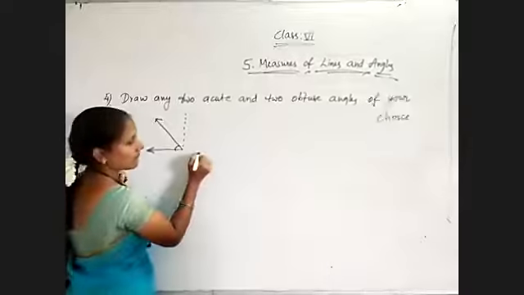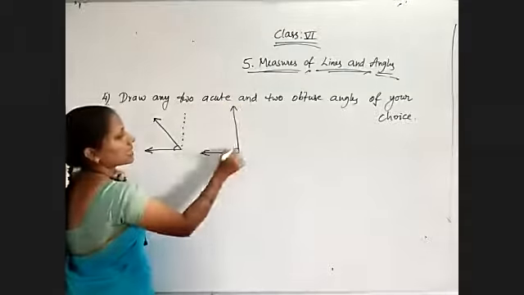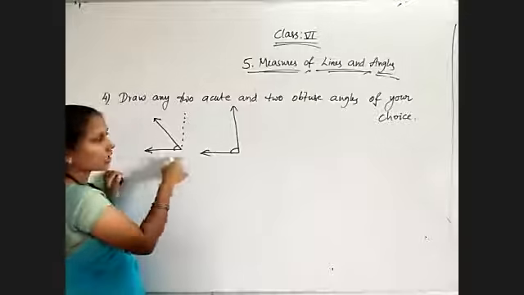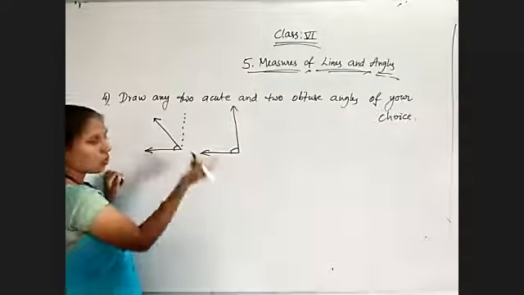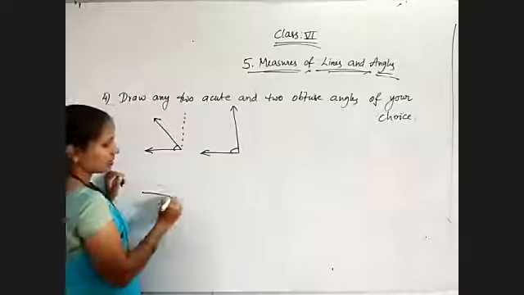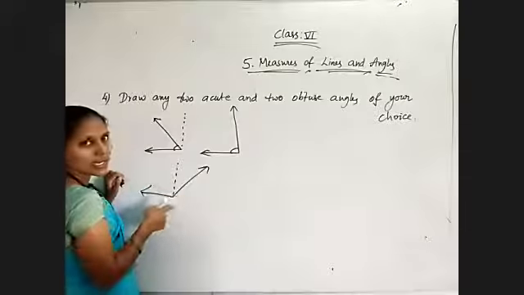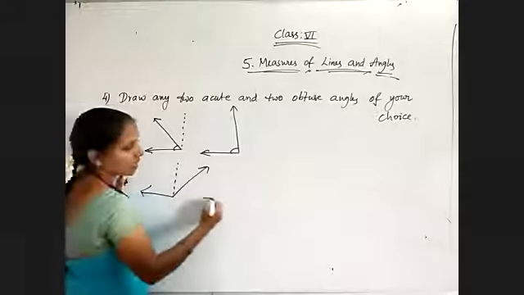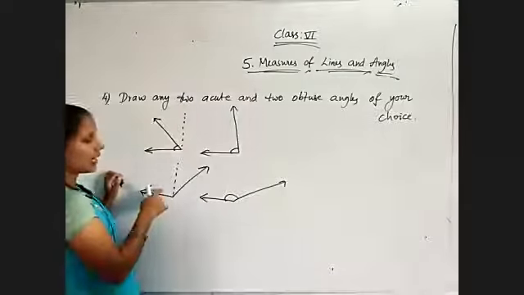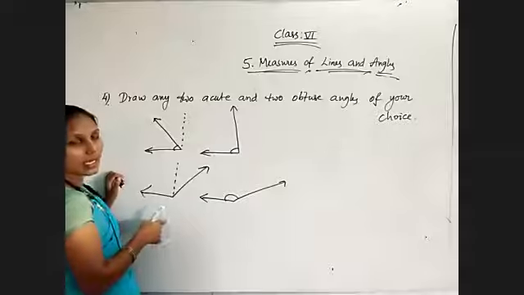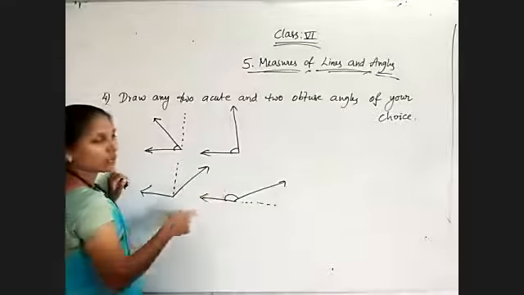And this one also less than 90, so acute angle. Both are the examples of acute angles. And for obtuse angles, more than 90 means this is 90 degrees. More than 90 is one of the obtuse angles. This is also more than 90, so obtuse angle. Understand? More than 90 and lesser than 180. That's why it is an obtuse angle.